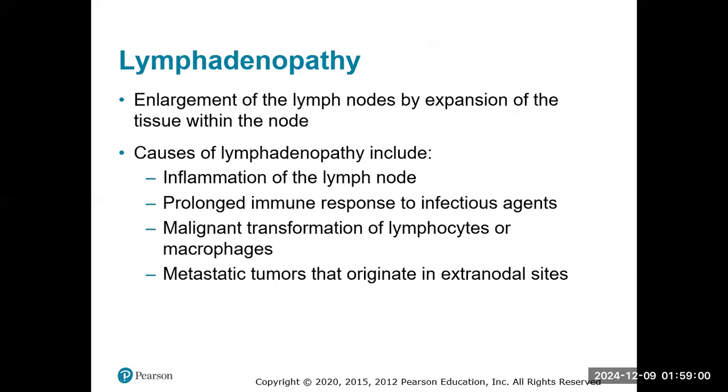So lymphadenopathy is the term for enlargement of our lymph nodes, and that's usually due to an expansion of the tissue. It could be inflammation. If you've had a long response to an infectious agent, so you're infected with something, like you've had mono and you're just not getting over it, your lymph nodes can tend to enlarge a little bit because your body is responding to that. It can be due to malignant transformation of your lymphocytes or macrophages, or it could be tumors that come from outside the lymph nodes that then spread to the lymph nodes.